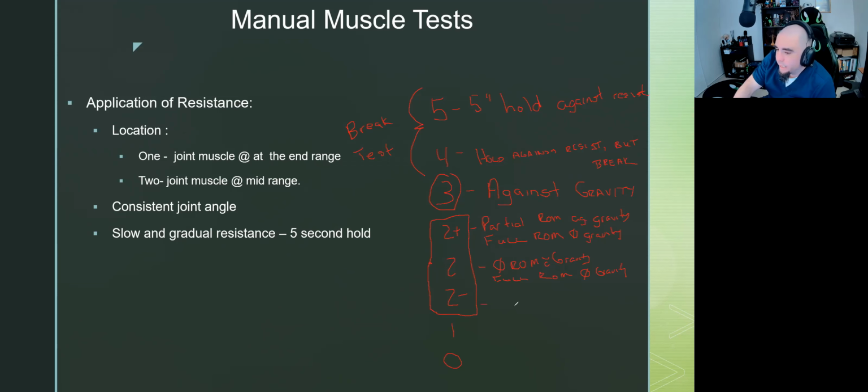Then a 2- is just partial range of motion, gravity eliminated. So now you test me seated, I can't do it. I got nothing. You lay me on my side lying, and I'm like, oh, I got some range of motion, but I definitely can't do all of it. That would be a 2-.